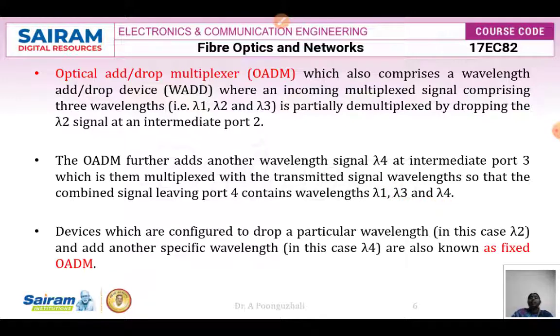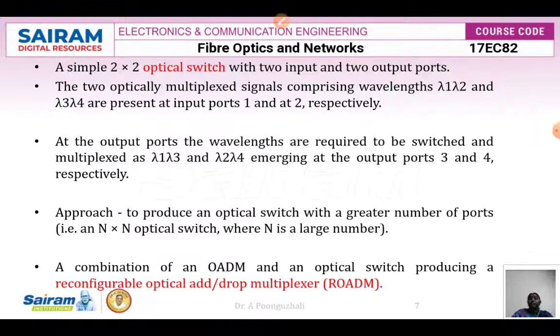So here the device which is configured to drop a particular wavelength and add another specific wavelength is called an optical add or drop multiplexer. And this optical add or drop multiplexer is a fixed one.